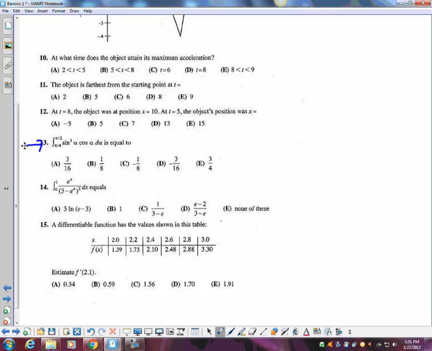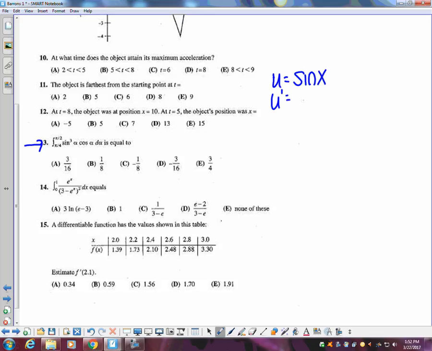This is when you need to remember when we did trig, and we talked about if there's something being done to the trig, then your u is the trig. So this is a sine cubed, and it has an extra cosine. So I know that I want my u to be sine. I'm going to change the alphas to x's.